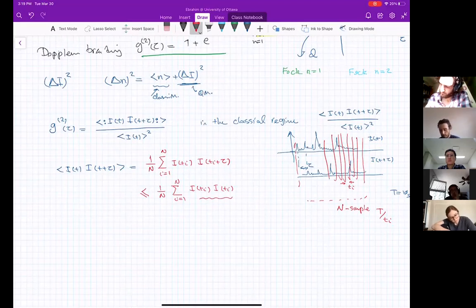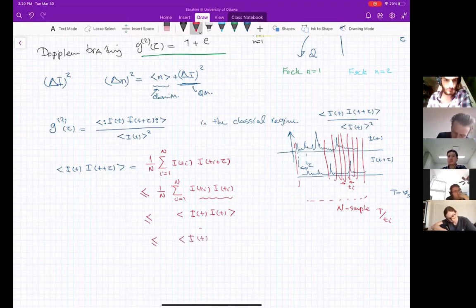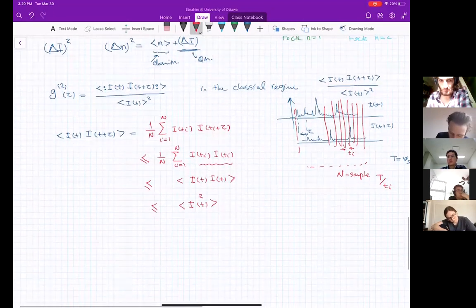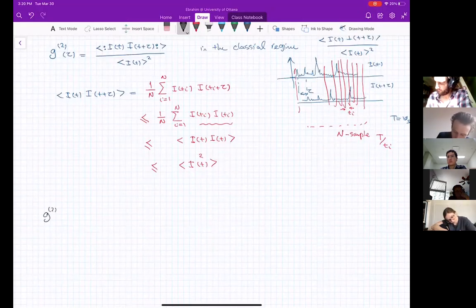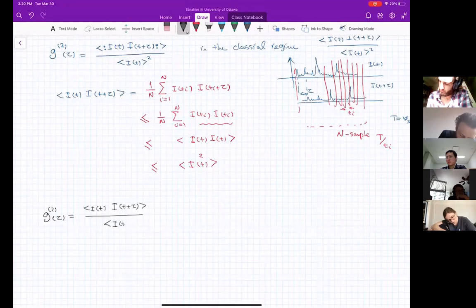So this means that the average of I(t) I(t), which is exactly the average of I(t) squared. So G2 of tau is given by the average of I(t) I(t plus tau) divided by the average of I(t) to the power of 2. I have just shown you that the numerator is smaller than or equal to the average of I(t) squared.